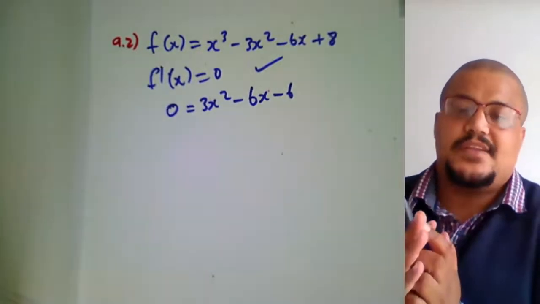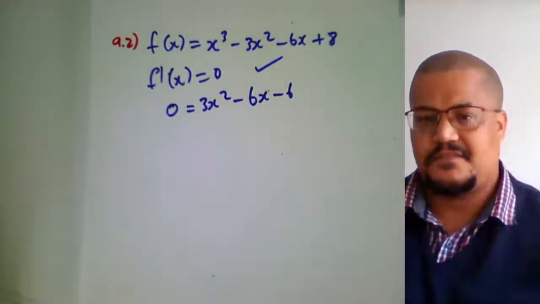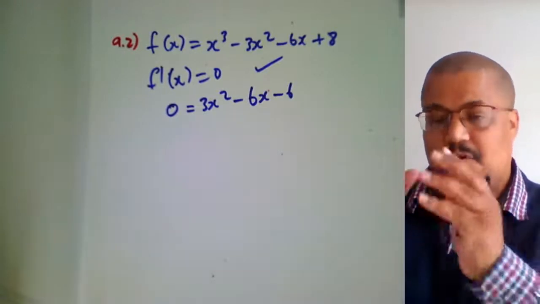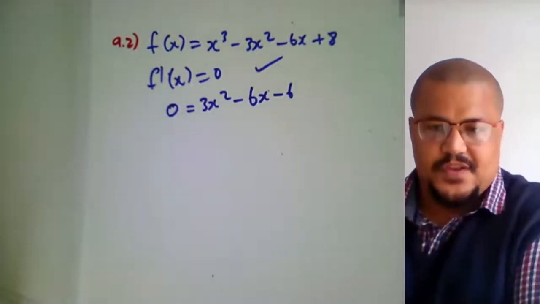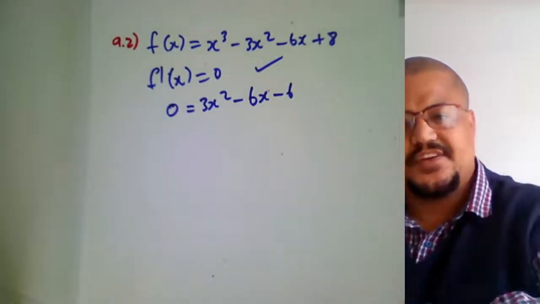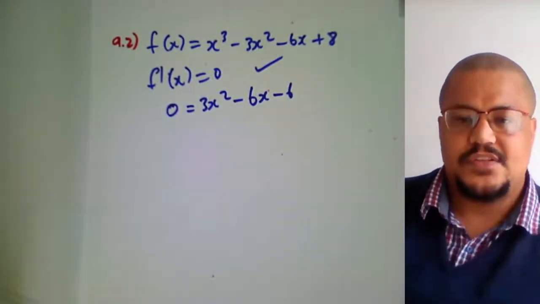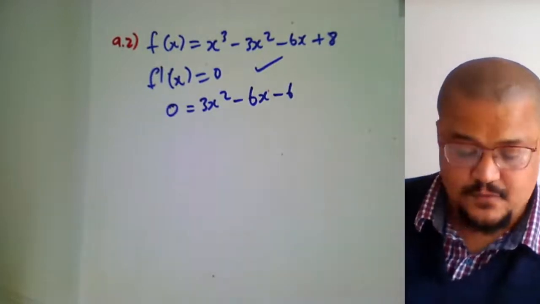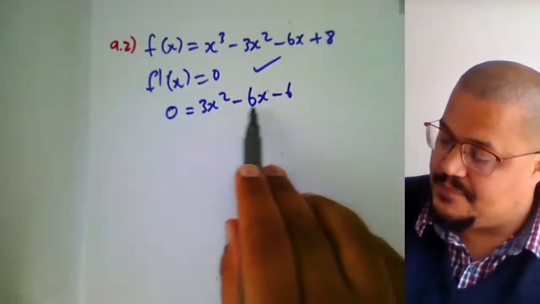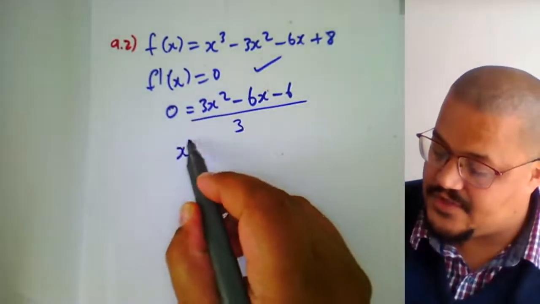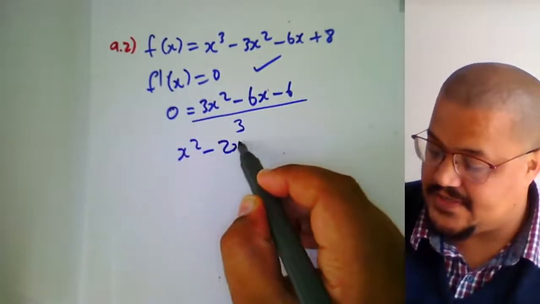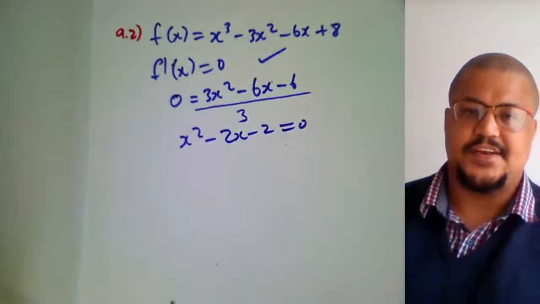And to save time in the exams, don't break your head trying to factorize something. Don't do that, because that's going to waste time. Use the quadratic formula because that will always give you an answer, whether it's a decimal answer or a natural number. So I can simplify by dividing by 3. So I'm going to have x squared minus 2x minus 2 is equal to 0.